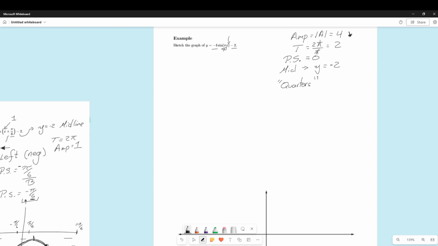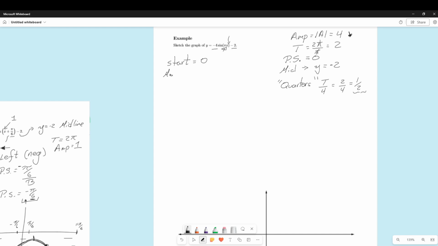To figure out where those 5 key points are, for those quarters we take our period and divide by 4. So that's going to be 2 divided by 4, or 1/2. So each of our pieces are going to be split up by 1/2. Our start is going to be at our phase shift value, which is going to be 0.